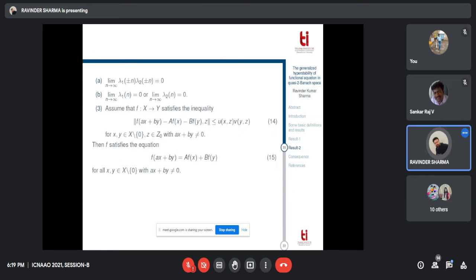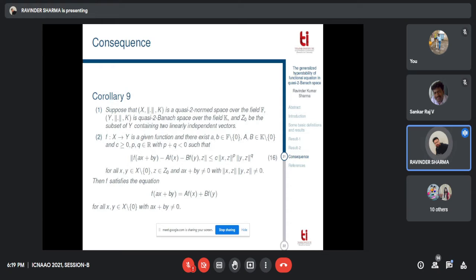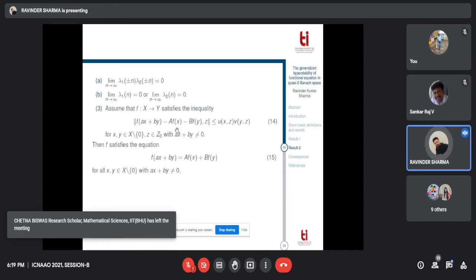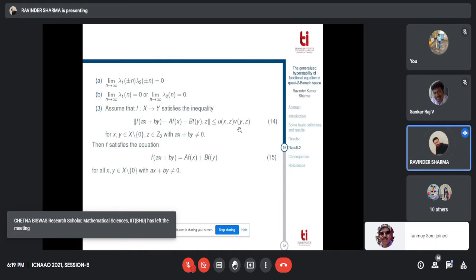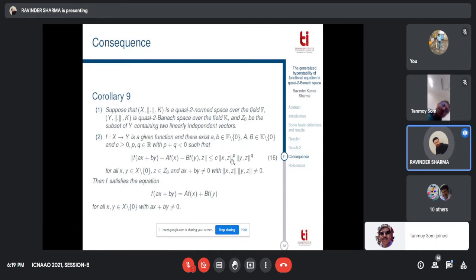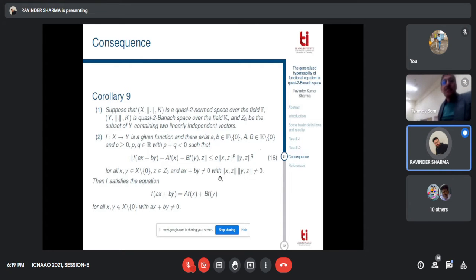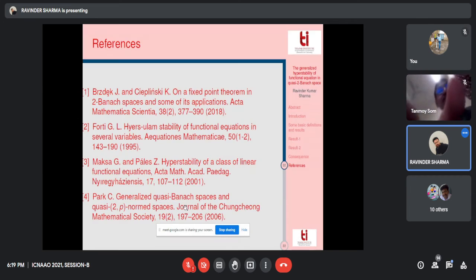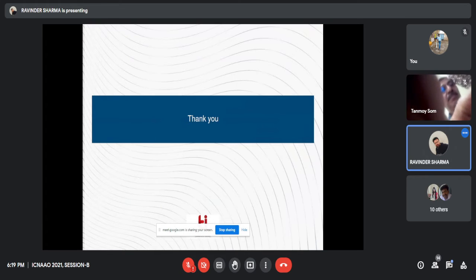Now, consequences. In this corollary, we take in inequality 14 the function as norm x comma z to the power p and norm y comma z to the power q, where x z and y z are non-zero, then f satisfies the inequality this. These are my references, and thank you.